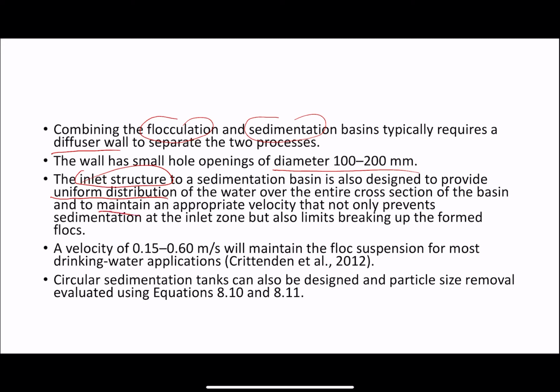And of course, maintain an appropriate velocity that not only prevents sedimentation at the inlet zone, but also limits the breakup of the formed floc. Floc particles are coagulated together. A velocity of 0.15 to 0.6 meter per second will maintain the floc suspension for most drinking water applications. And of course, sometimes you will have a circular sedimentation tank, which can be designed, and particle size removal is evaluated using the equations that we listed before.